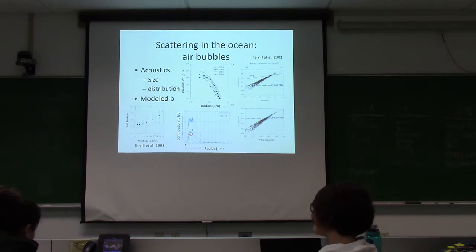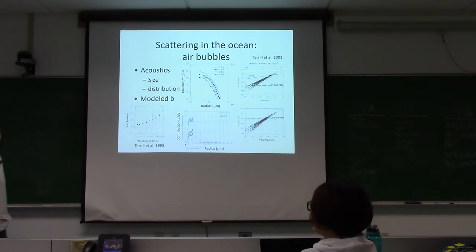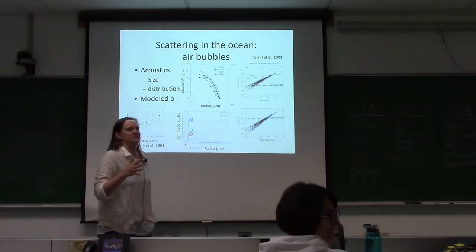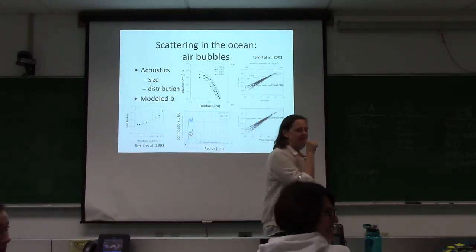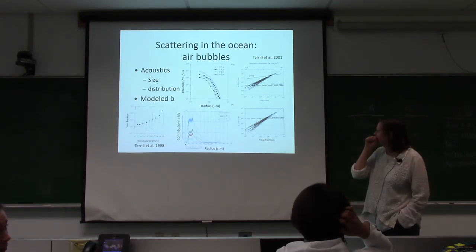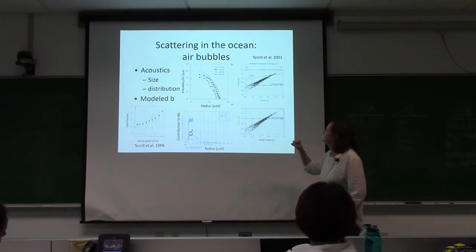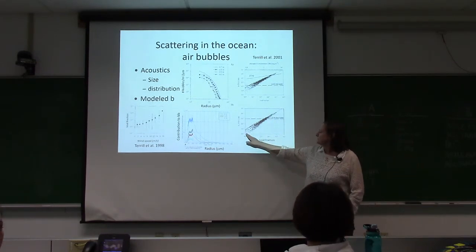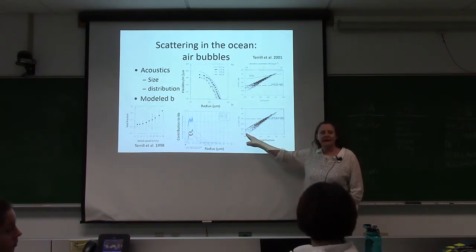I'm sorry, I still have a question about the bubbles. I have a lot of questions about bubbles. Maybe I'm just misinterpreting. There's a line on the top that says pure seawater. As we decrease the void fraction, why don't we converge onto pure seawater? That's what I'm misunderstanding.